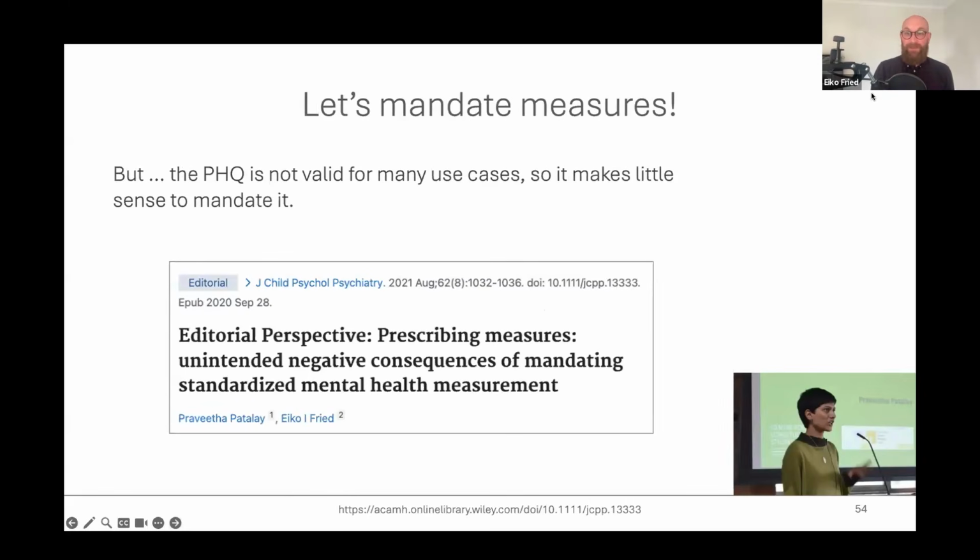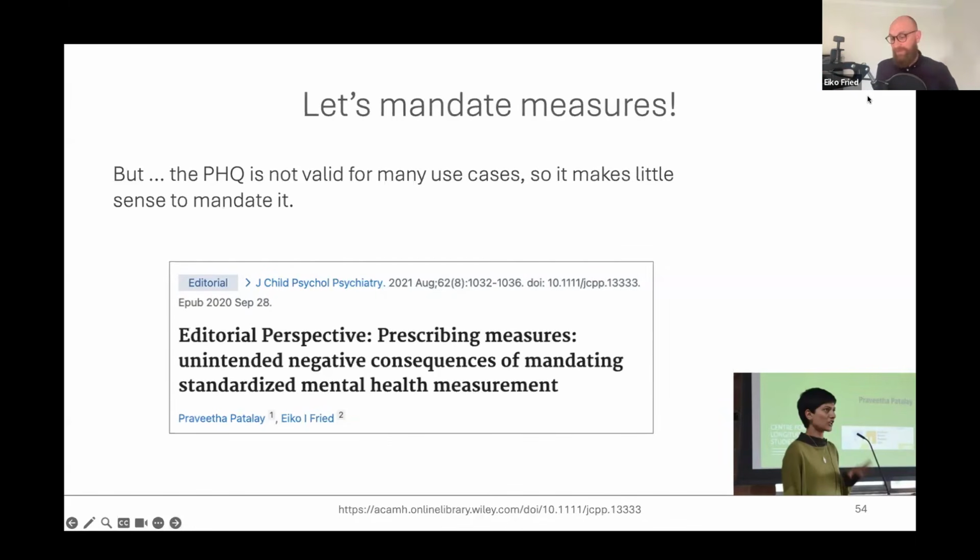One solution that has been quite common is mandating measures. So I think the Wellcome Trust and the NIMH, a couple of years back, in 2021, wrote a blog post which became a paper where they said you must from now on use the PHQ-9 for depression or we will not fund you. I have huge respect for NIMH and Wellcome and the people working there. I also have many friends and colleagues there, but I think this is a very terrible decision. Together with Pravitha Patali, we wrote a sort of rebuttal to this in an editorial perspective, talking about reasons why this is a pretty bad idea.